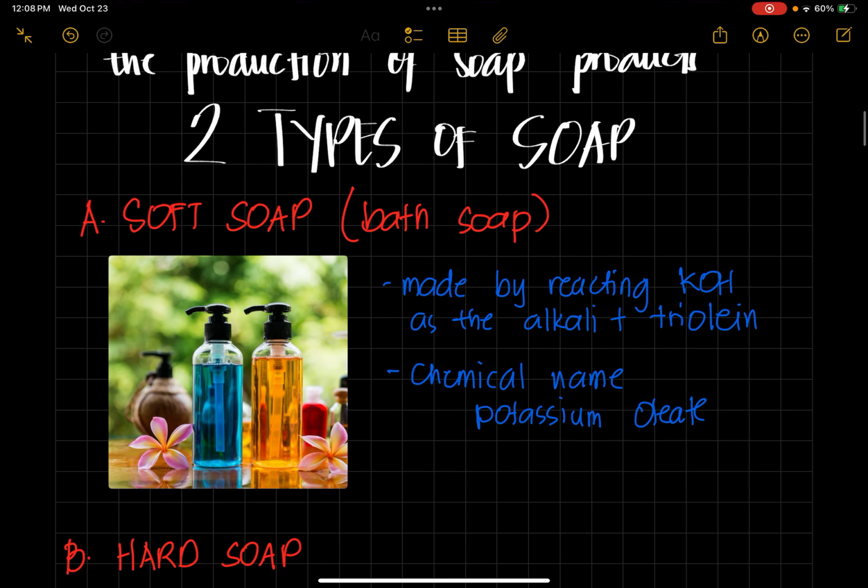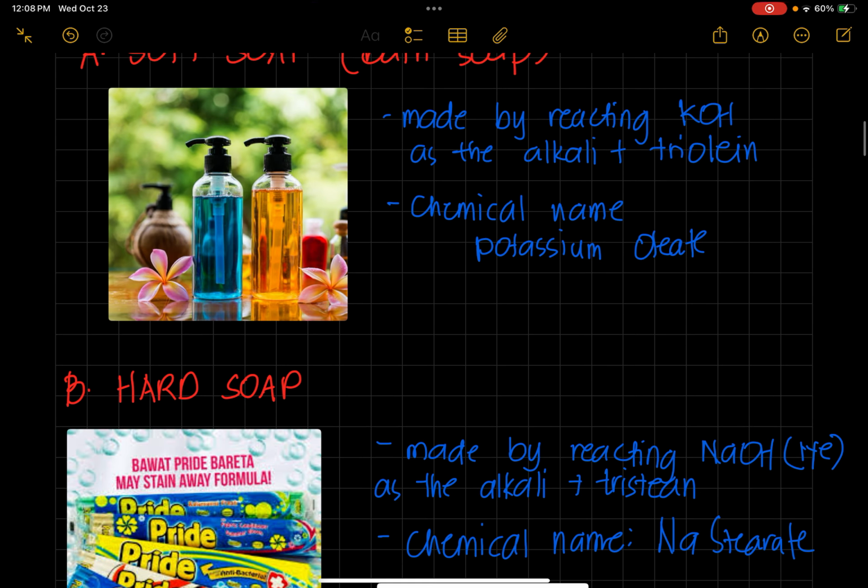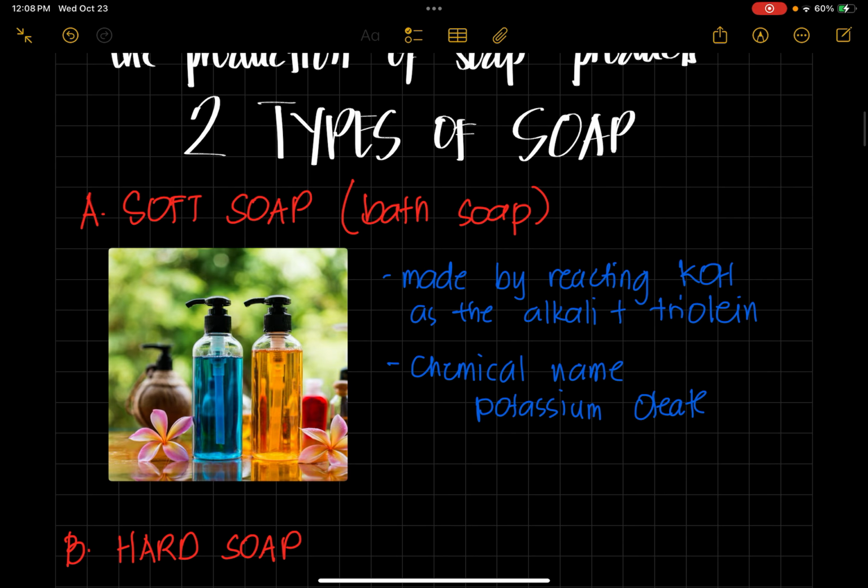There are two types of soap. We have soft soap and hard soap. Kung soft soap class, it's very soft in our skin. So usually mga hand washes na mga body wash, mga Dove, mga soap na ginagamit sa lawas. So these are made by reacting potassium hydroxide as the alkali and triolein. So the chemical name is potassium oleate.